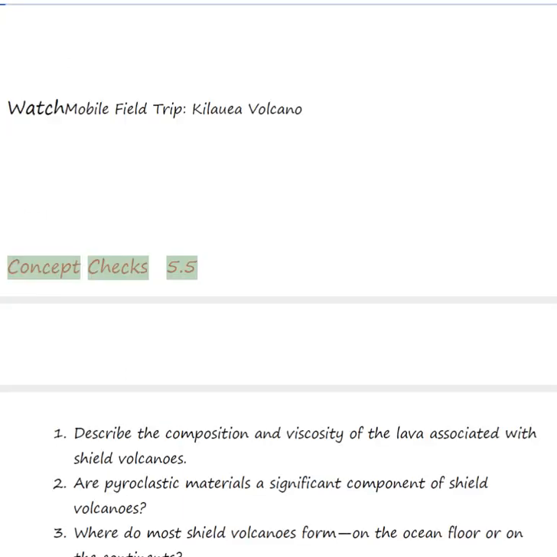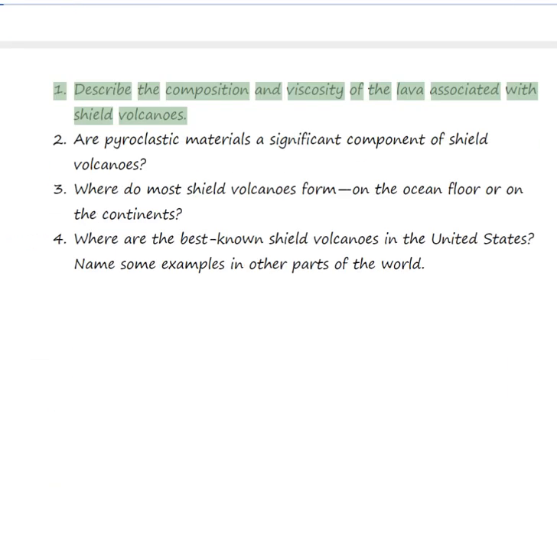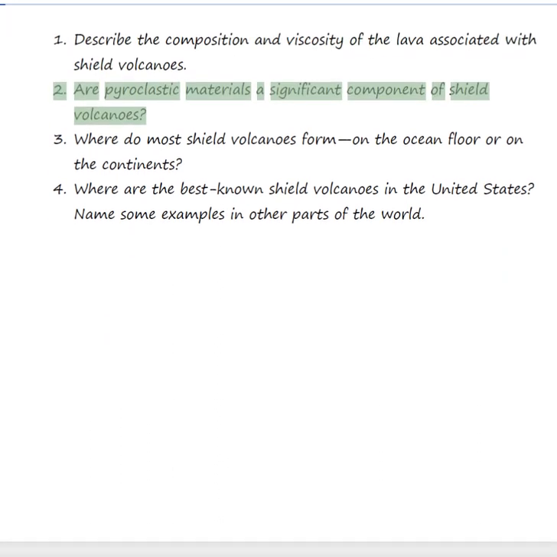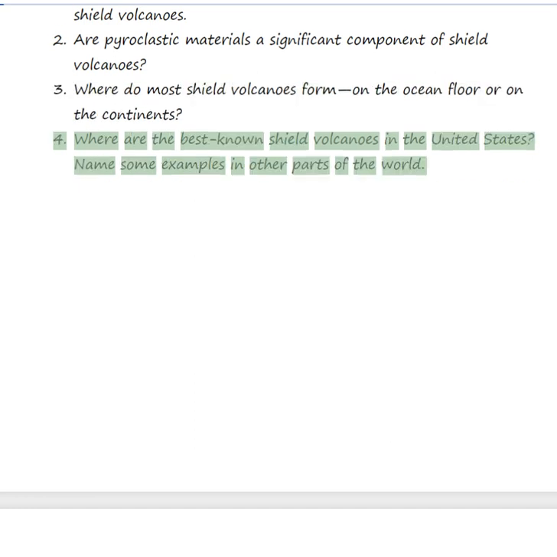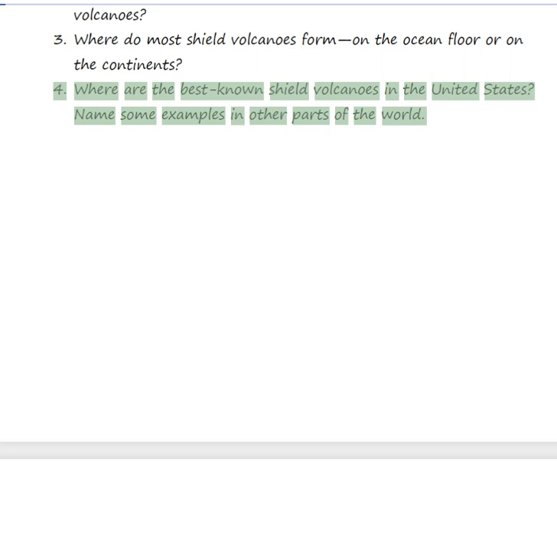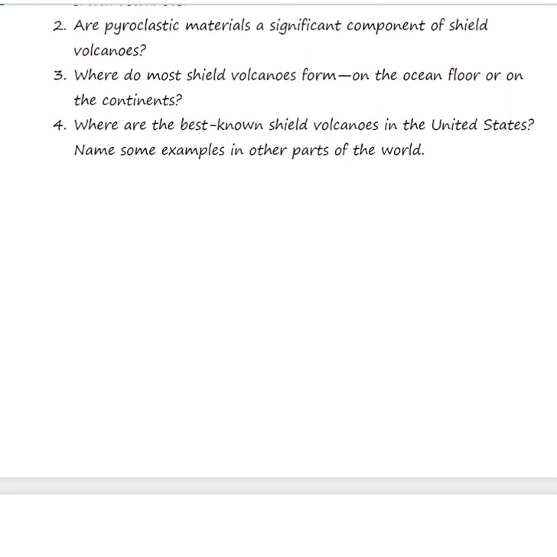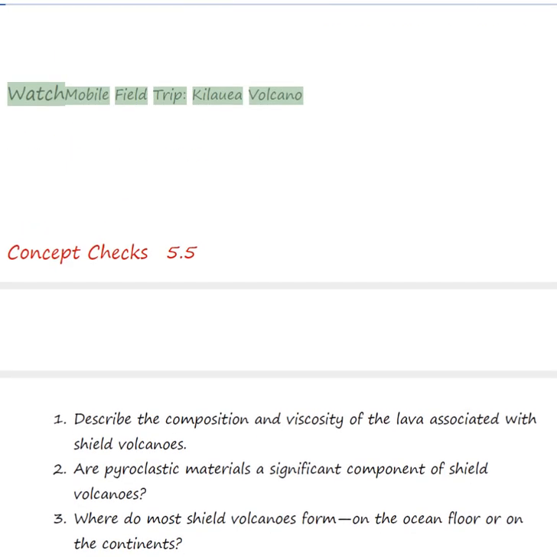Concept checks 5.5. 1. Describe the composition and viscosity of the lava associated with shield volcanoes. 2. Are pyroclastic materials a significant component of shield volcanoes? 3. Where do most shield volcanoes form, on the ocean floor or on the continents? 4. Where are the best-known shield volcanoes in the United States? Name some examples in other parts of the world. Watch mobile field trip, Kilauea volcano.